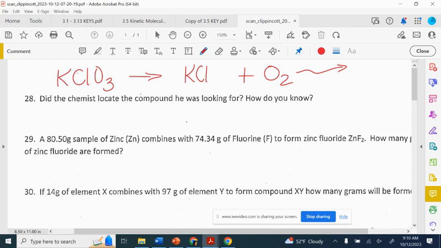Now, if I said that you started out with 10 grams of this and you ended up with 7 grams of this, how much is this then? No, I started with 10 grams. I ended up with these two things. This is 7 grams. How much is the oxygen then? 3.